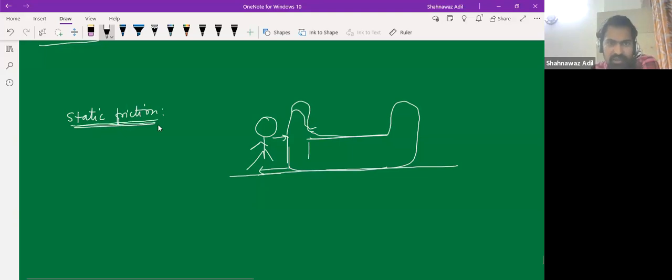And is it a constant friction or a changing friction, this static friction? Changing, right? So this is an adjusting friction.